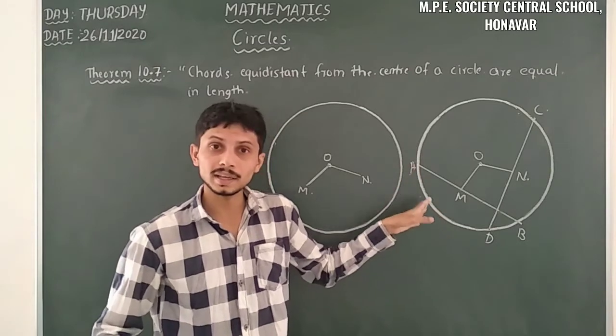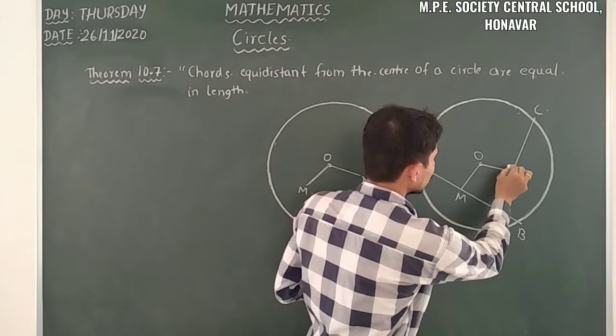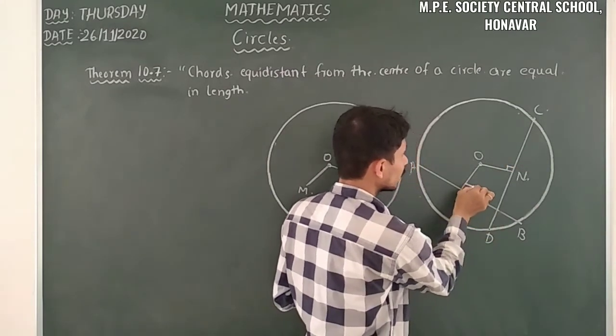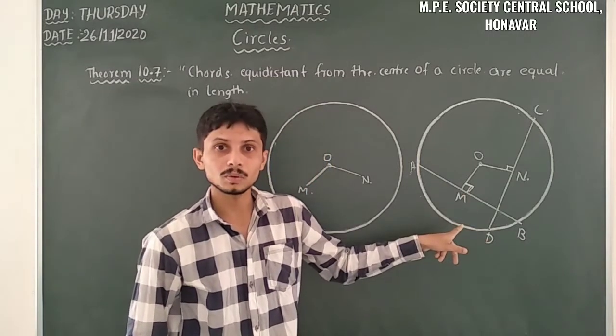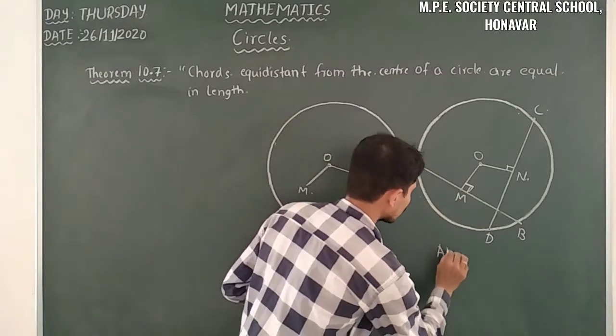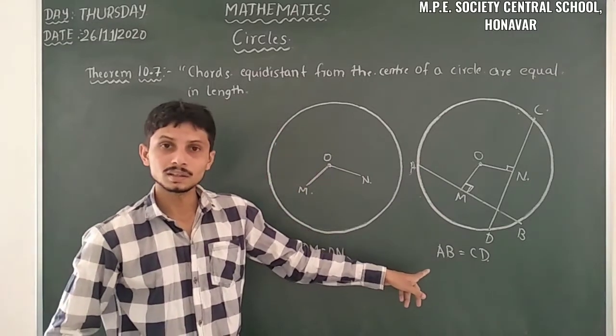When we take the exact length, when we take the exact perpendicular, here just observe. Here you also have to take the perpendicular, and here also you have to take the perpendicular. When we do that, those two must be equal. That is, AB is equal to CD. So we have the same thing here.